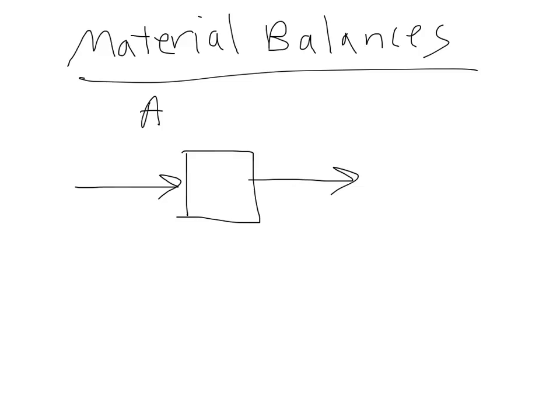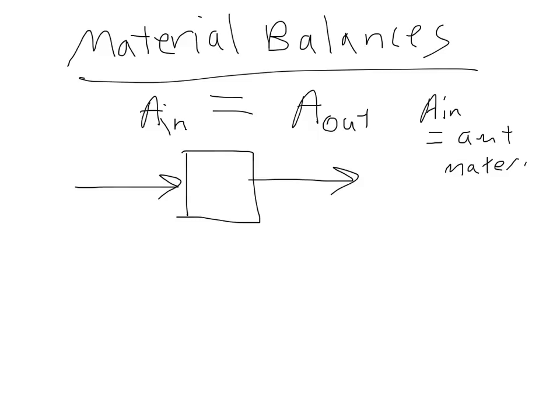Under steady state, A is coming in, A is coming out, and A in and A out, I'm just labeling those with subscripts, are equal to each other. And so that's a simple process, and this is an equation that we call the material balance, where A in equals the amount of material coming in.